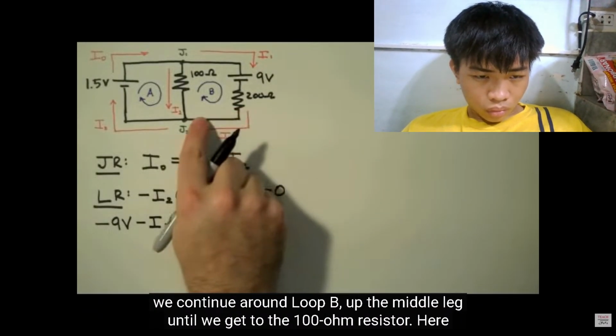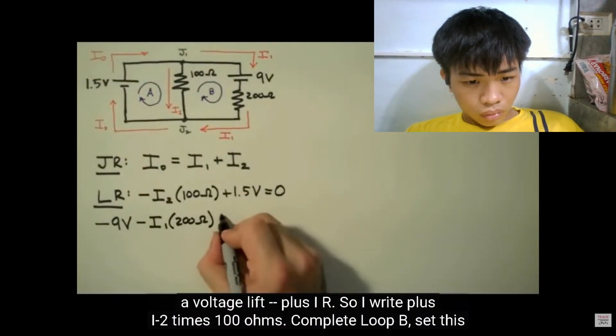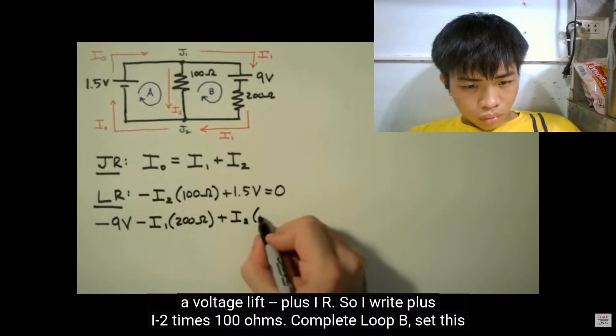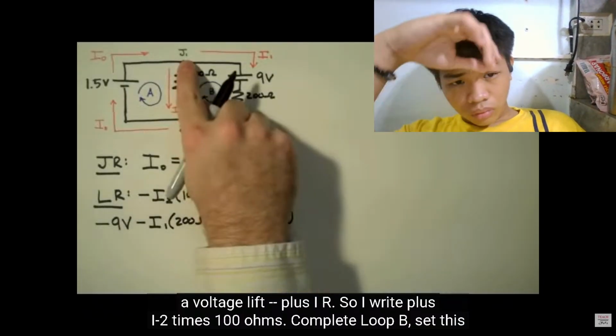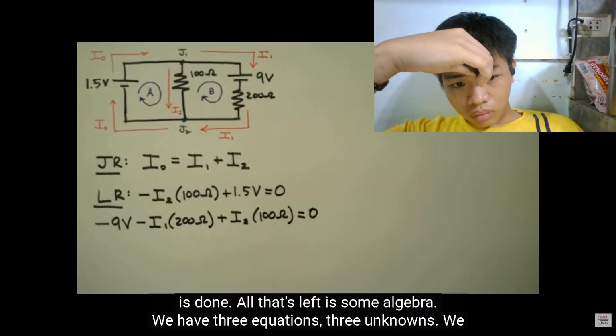And then we continue around loop B up the middle leg until we get to the 100 ohm resistor. Here we're traveling up the leg, whereas the current is traveling down. This is going to indicate a voltage lift, plus IR. So I write plus I2 times 100 ohms, complete loop B, set this equal to 0. And at this point, the physics of determining the current in this problem is done. All that's left is some algebra. We have 3 equations, 3 unknowns.